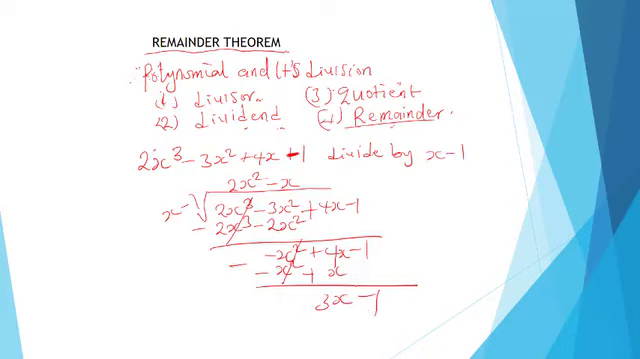You go further in the division. 3x divided by x will now give you plus 3. 3 times x is 3x, and 3 times minus 1 will give you minus 3. When you subtract, this goes off because of the sign change, and minus 1 plus 3, because minus minus is plus, is equal to 2. Now, when you do this, this is the remainder.